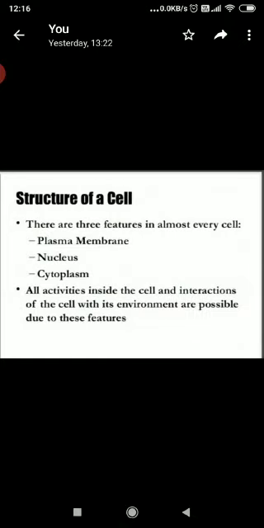Now we are going to study the structure of a cell. Cells differ in their shapes and size. All cells, however, show some similarities in their structure. A typical cell consists of 3 parts. Any cell will have 3 parts: plasma membrane, nucleus and cytoplasm. All activities inside the cell and interactions of the cell with its environment are possible due to this feature.